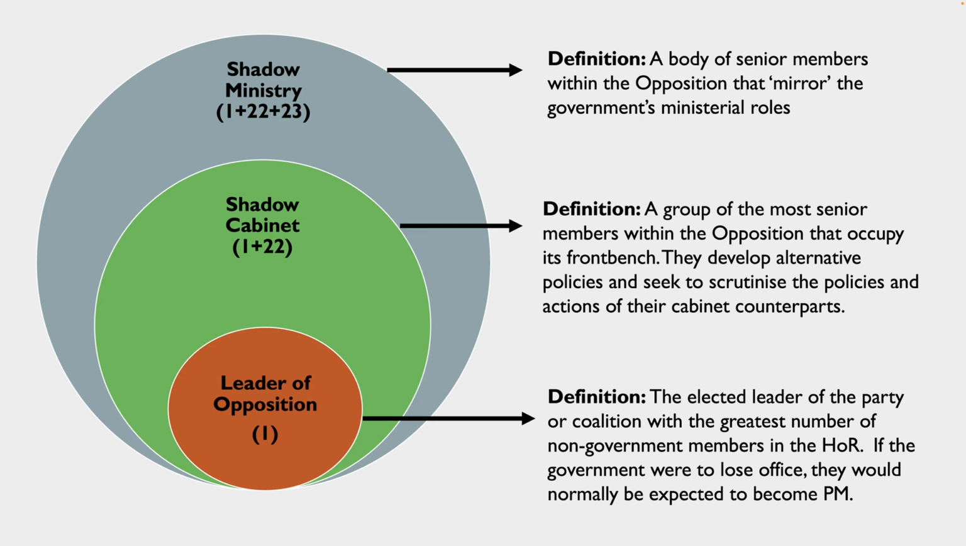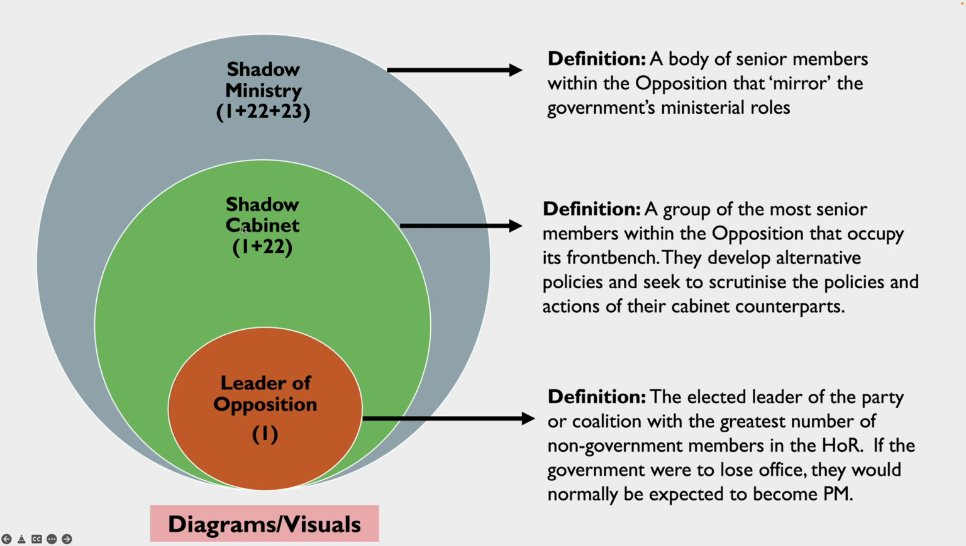Something that really helps me when there are a number of definitions that are quite similar to each other, for instance, the shadow cabinet and shadow ministry, is to visually illustrate the difference between them. I've done this with the opposition. I've also done this with the Prime Minister and Cabinet, showing the difference between Prime Minister, Cabinet, and then the broader ministry. Here we have a useful visual diagram that shows us that, well, obviously the leader of the opposition is just one person, we know that.